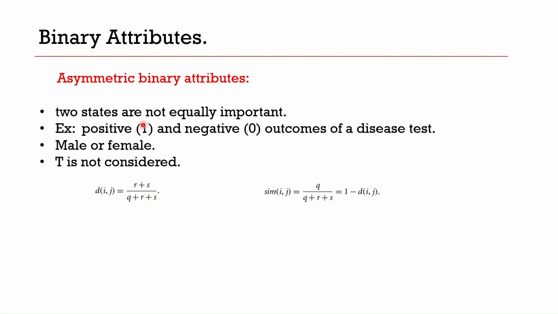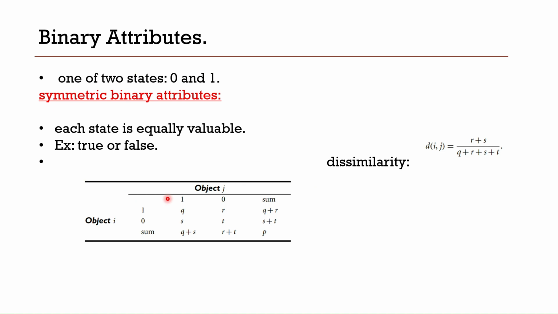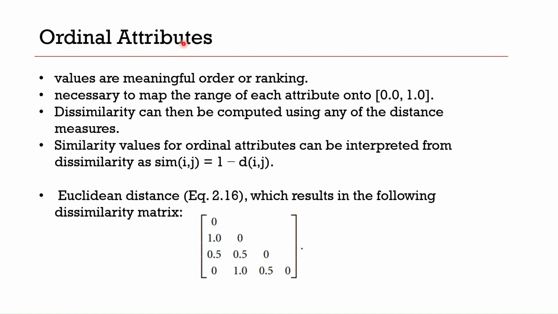The other type of binary attributes is asymmetric binary attributes. The two states are not equally important, whereas in symmetric both are important. Here an example can be positive and negative outcomes of a disease. T is not considered. The similarity and dissimilarity formulas are given below, where t is not present in the denominator, whereas in the symmetric case t is present.